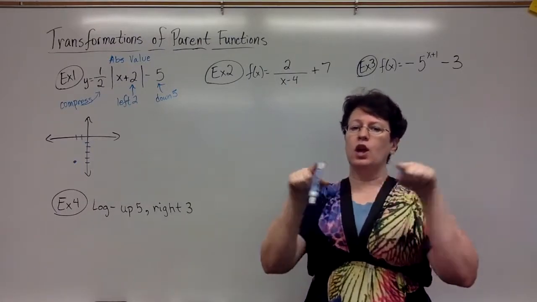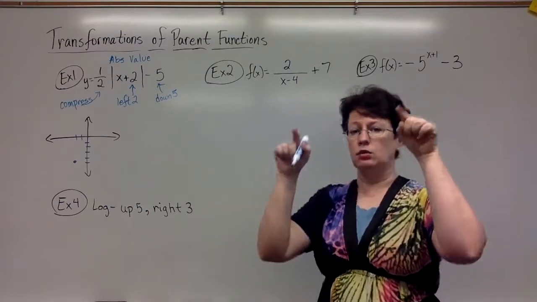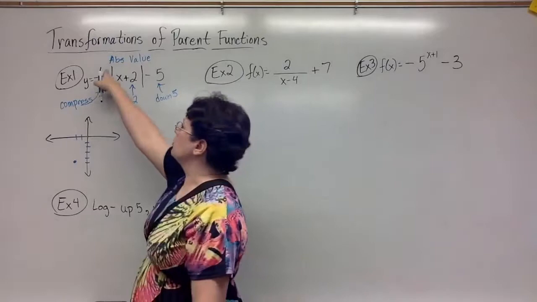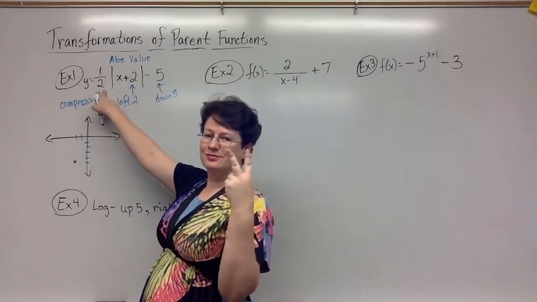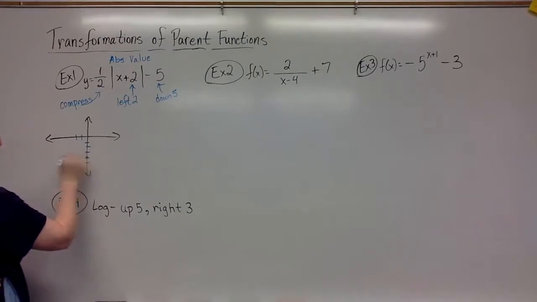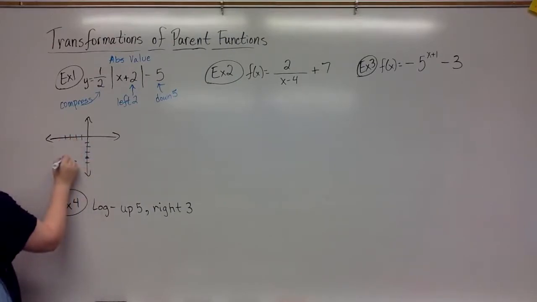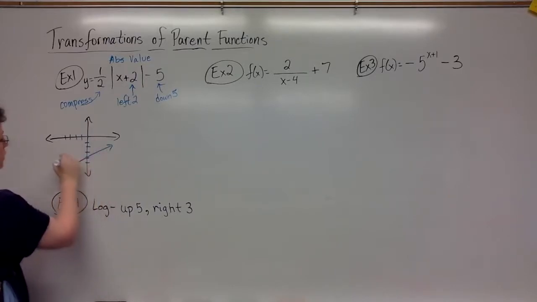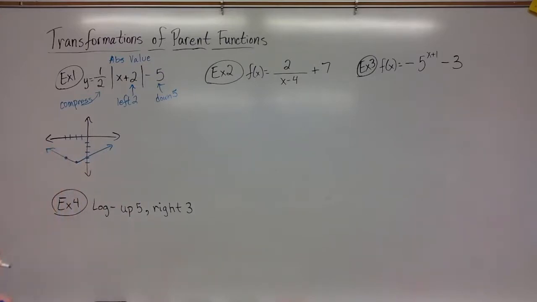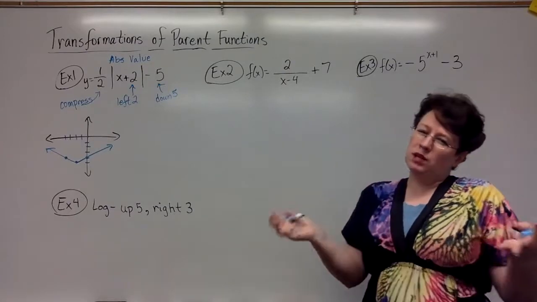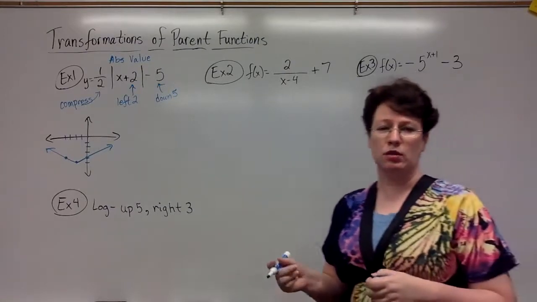So instead of going over 1 and up 2, or I should say up 1 and over 1, we're going to go up 1 and over 2, okay? So I'm going to go up 1 over 2, up 1 over 2. So my V is going to be wider because it's compressed. All right? You only need 3 points, 3 distinct points. I mean, we could do more points if we wanted to, but we don't have to.